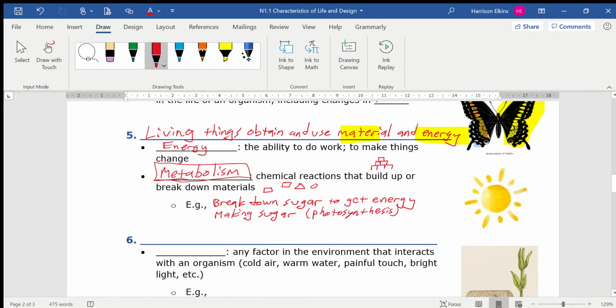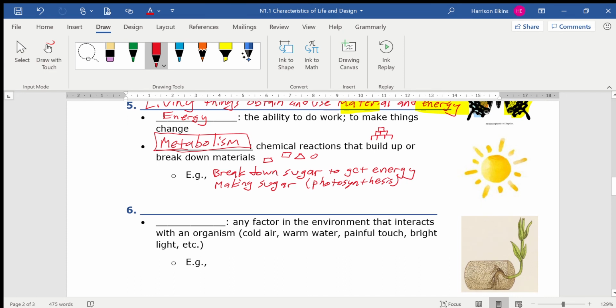So if we discover something and you say, I don't know if it's alive or not, well, is it using energy from its surroundings? Is it breaking things down? Is it building things up? What about, is it responding to its environment? That's our next one. Number 6, living things respond.